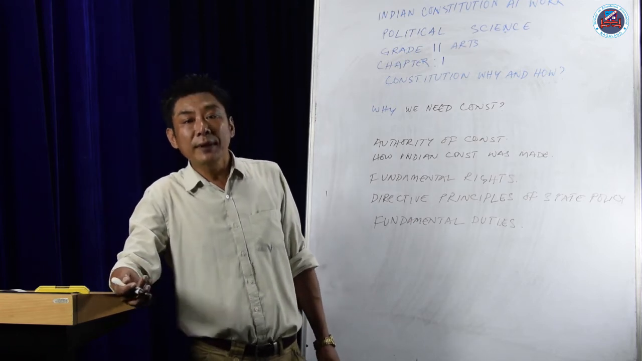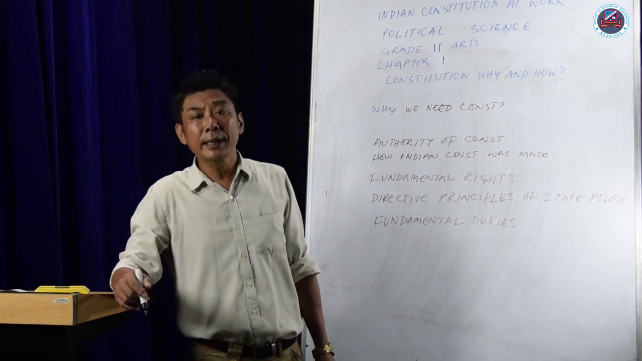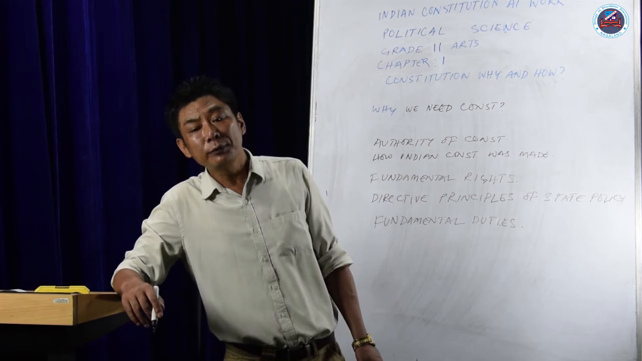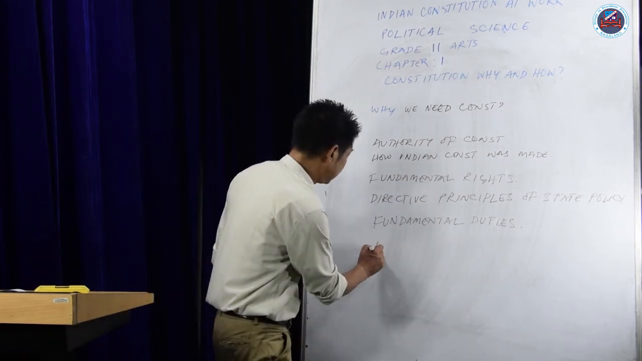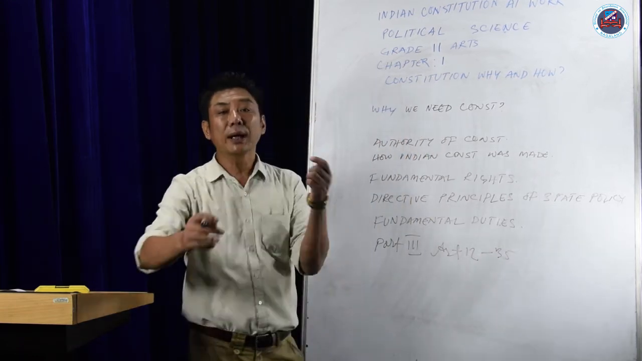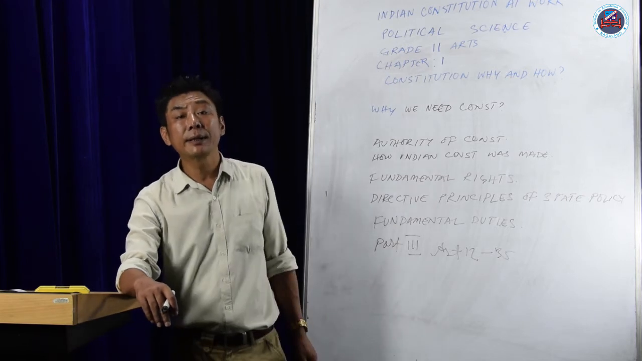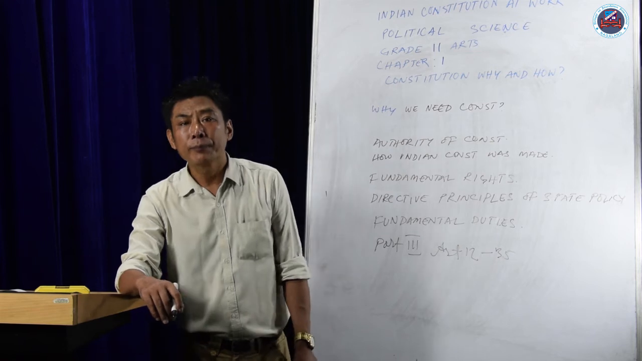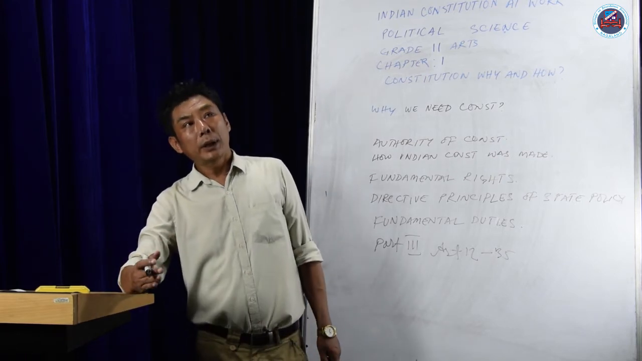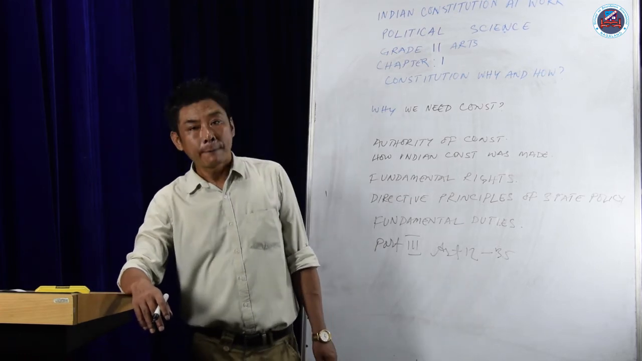Originally, there were 7 fundamental rights, but one fundamental right was removed from the list of fundamental rights. The fundamental rights of the citizens of India are given in Part 3 of the Constitution, and it covers Article 12 to 35. The first fundamental right is the right to equality, given in Article 14. Article 14 to Article 18 of the Constitution covers the right to equality.